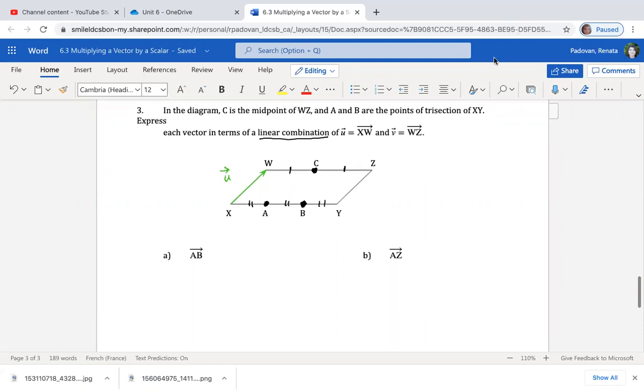And let's color code purple. Vector V is going from W all the way to Z across the top there. So let's do that. Tail of W to the head of Z, all the way across is vector V. And everything is going to be in terms of that.